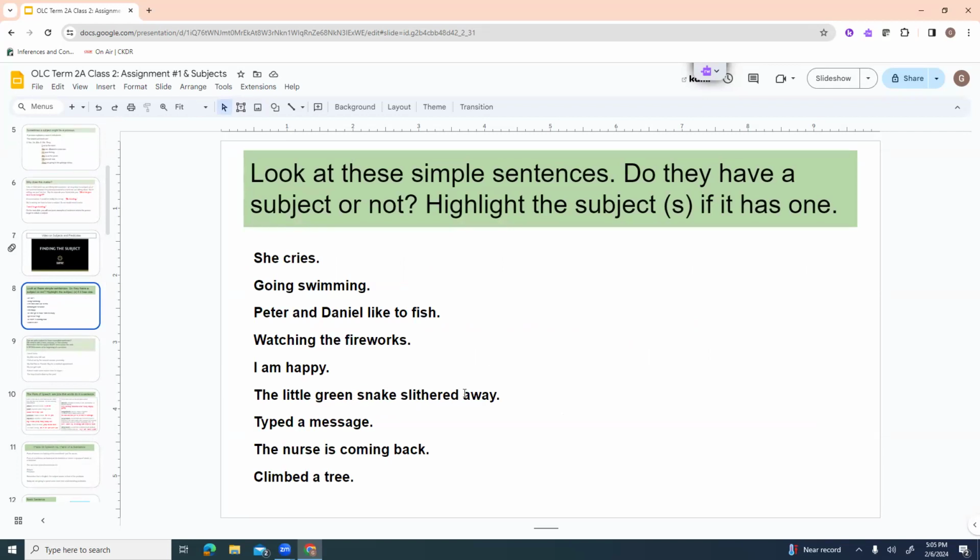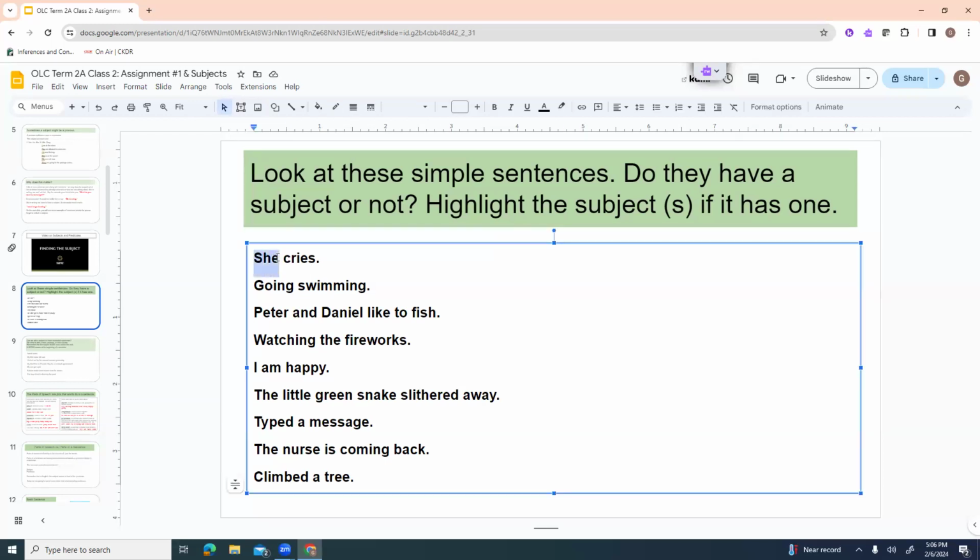Okay, so look at these simple sentences. Do they have a subject or not? If it does, we're going to highlight it. So if I look at the sentence, she cries, does it have a subject? Well, crying is our verb, and she is the person who's doing the crying, so she's our subject.